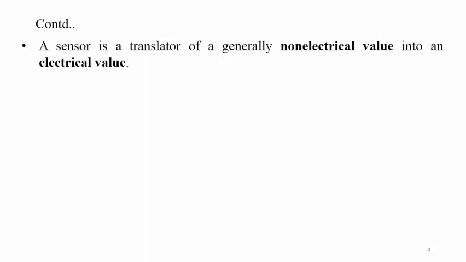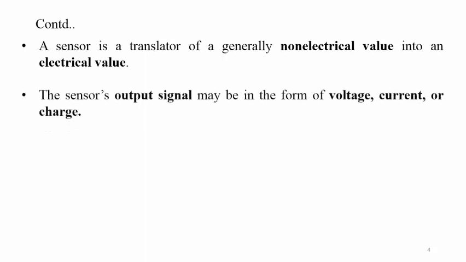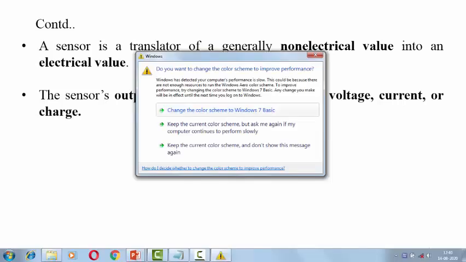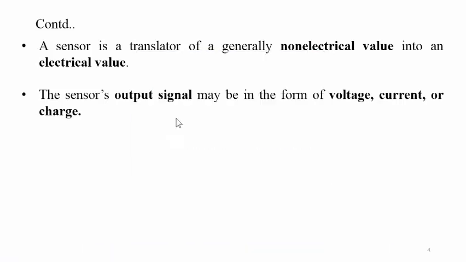So a sensor is a translator of a generally non-electrical value into an electrical value. A sensor's output signal may be in the form of voltage, current or charge. Depending on the type of the sensor, we get the output from the sensor either in the voltage form, the current form or the charge form.